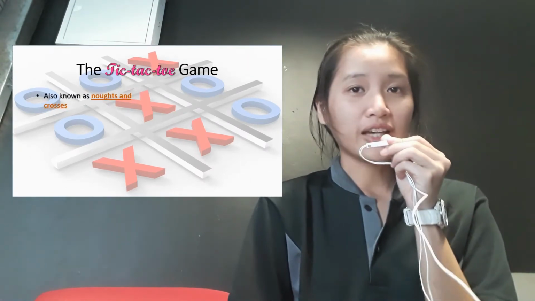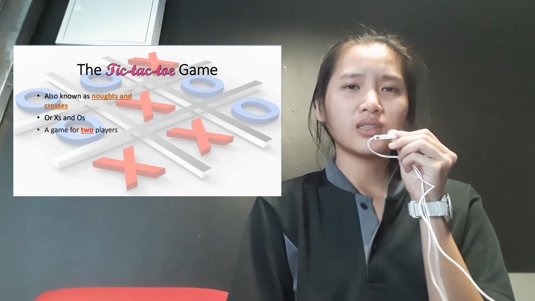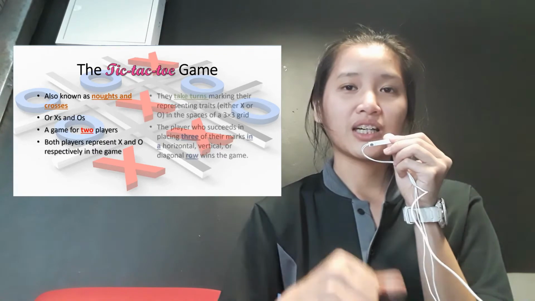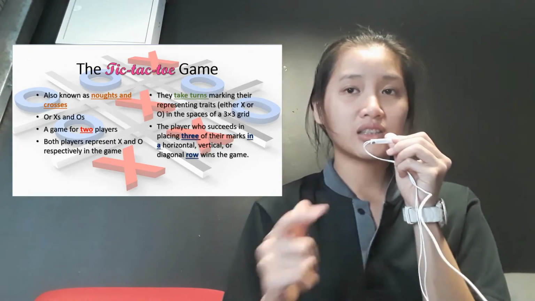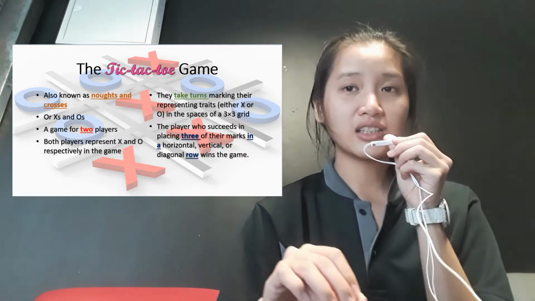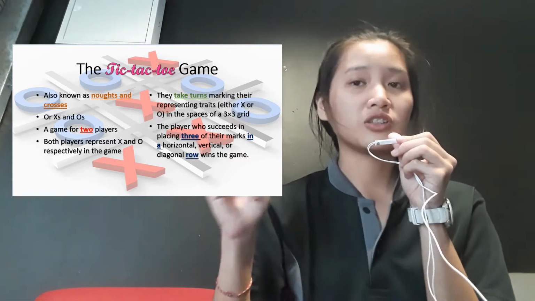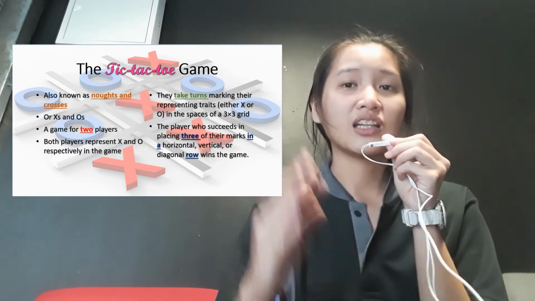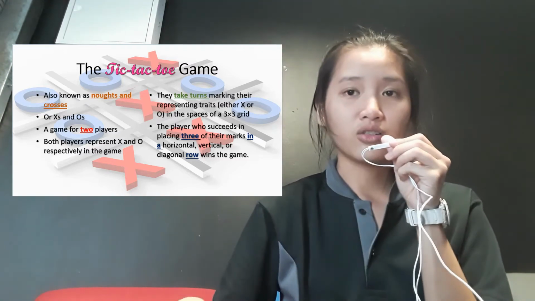It is also known as the Noughts and Crosses game, or Xs and Os, and it's a game for two players. In this game, both players represent an X or an O, and they take turns marking their representing marks, either an X or an O, in the spaces of a 3x3 grid. A player who succeeds in placing three of the marks in a horizontal, vertical, or diagonal row wins the game.